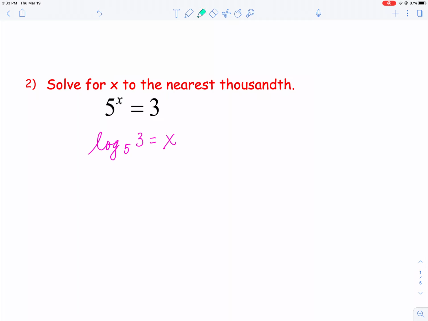And you could take this entire piece, log base 5 of 3, and put it straight into the calculator. When you do that, solving to the nearest thousandth, you should have 0.683. There's your x value. As easy as that.